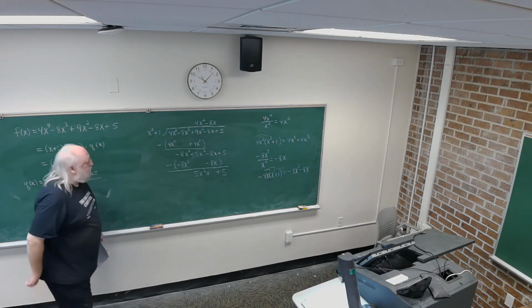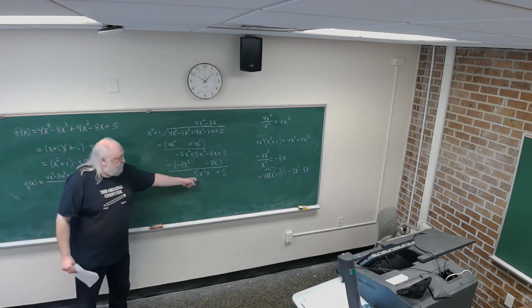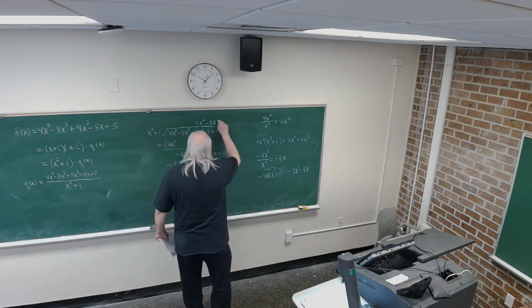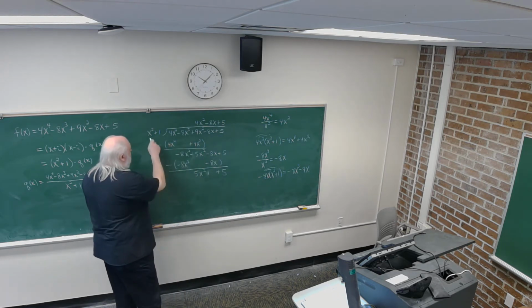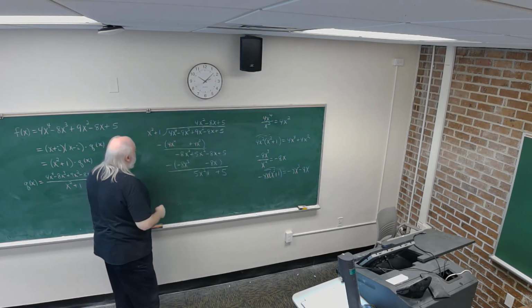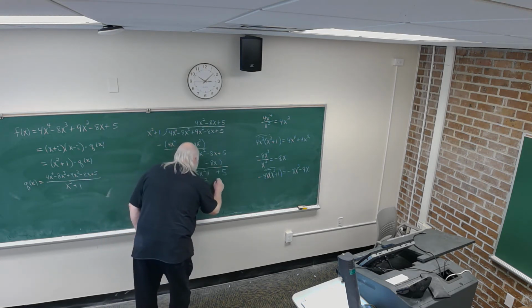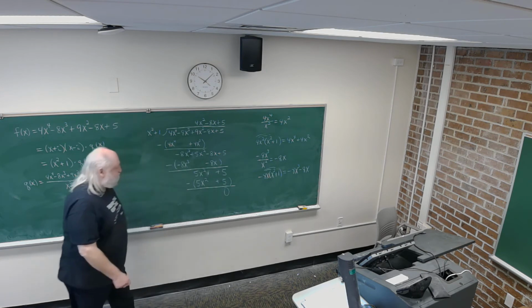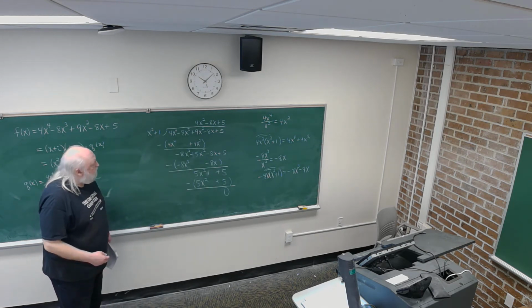So now we bring down the plus 5. And now you can see x squared goes into 5x squared 5 times, right? 5x squared divided by x squared is plus 5. Then we multiply x squared plus 1 by 5, and we have 5x squared plus 5. And that gives us a remainder of 0, since we're subtracting 5x squared plus 5 from 5x squared plus 5.